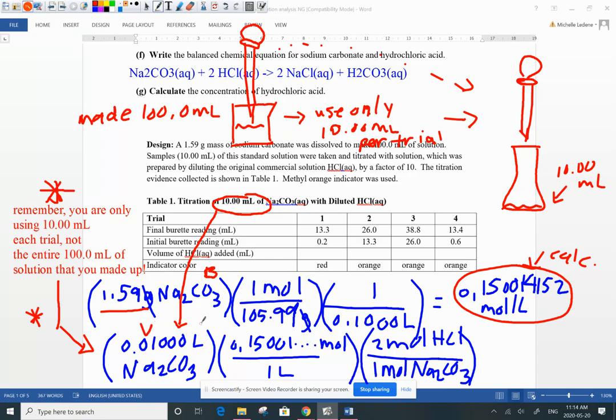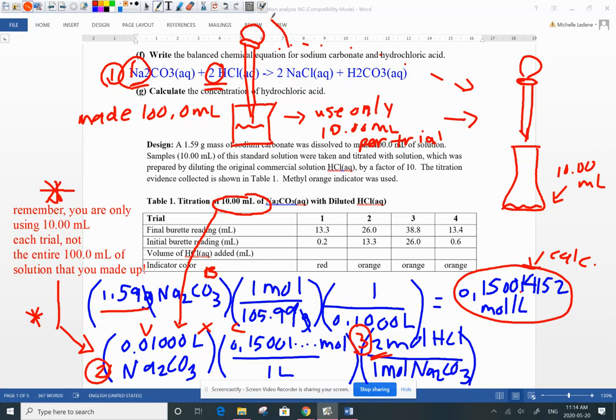We always start with our volume times our concentration. Moles per liter is always used as a conversion factor. So here's our step 1 up here is done. We wrote down all of our values. Step 2 is finding our moles. That's these first brackets. Then step 3 is our mole ratio. Well, we get that from our balanced equation. There are 2 moles of HCl for every 1 mole of our sodium carbonate.